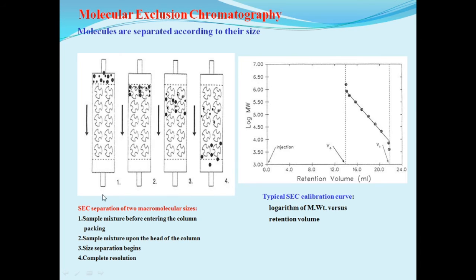First, sample matrix before entering the column packing. Second, sample mixture upon the head of the column. Third, size separation begins. Here started size separation. And fourth, complete resolution.